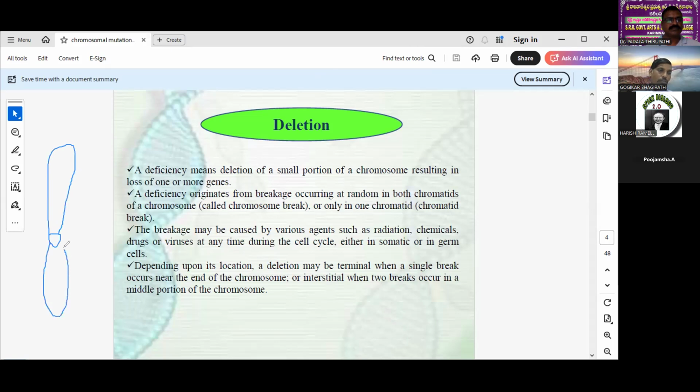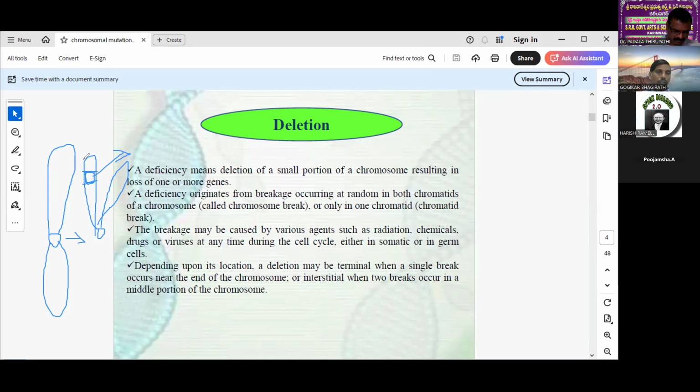So at the time of cell division, these two arms are divided into two chromatids, like this. In this chromosome, either a chromatid part or sometimes the whole chromosome loses a small portion. It is nothing but loss of some genes from this chromosome. That is called deletion.